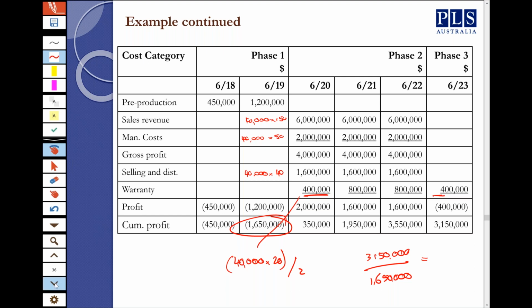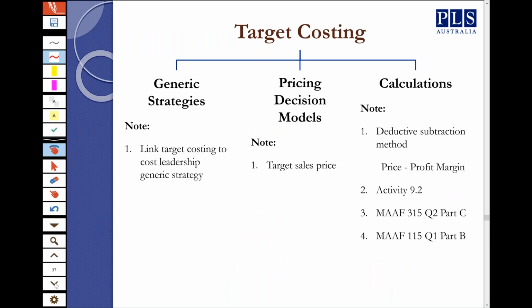You'll also find how then as you build in this unit, you come across the target costing concept. Now, I would make sure I can link this back to my cost leadership generic strategy. What is one way that you could achieve your generic strategy of cost leadership? Employ target costing. You'll link it back to your target sales price, but this is in part based on where this logic has come from.